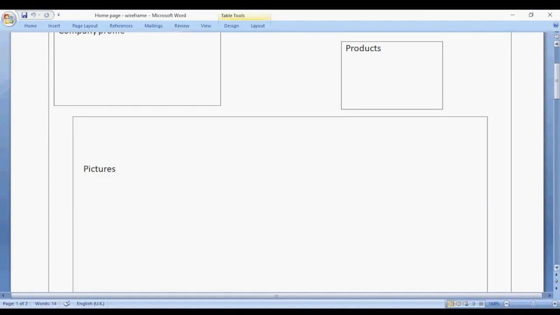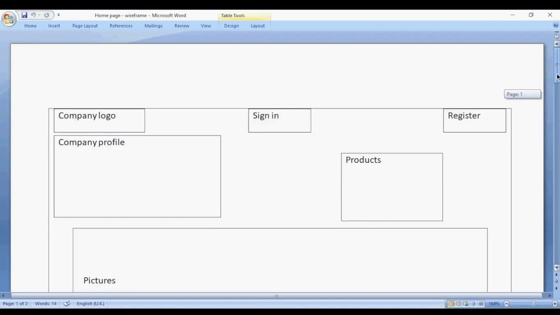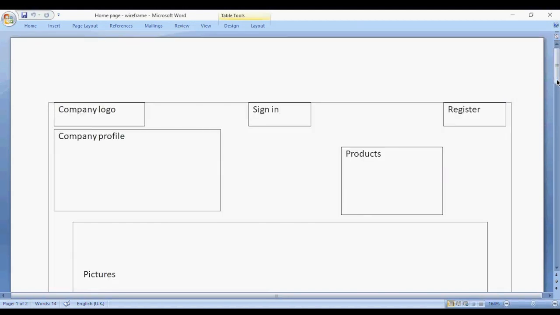Imagine this is just the home page of a particular website that we want to design. I've used Microsoft Word, although you can use Balsamiq or any other application, but just for this training I've used it. So imagine this is just a web page.